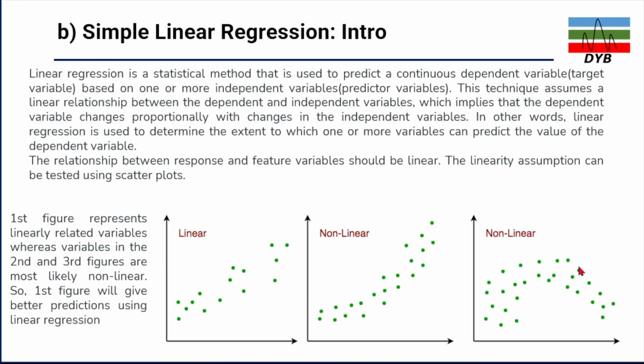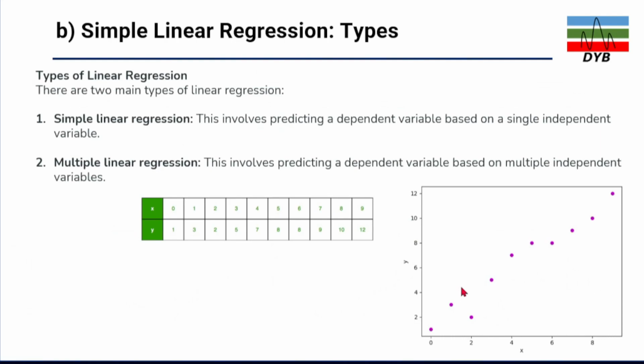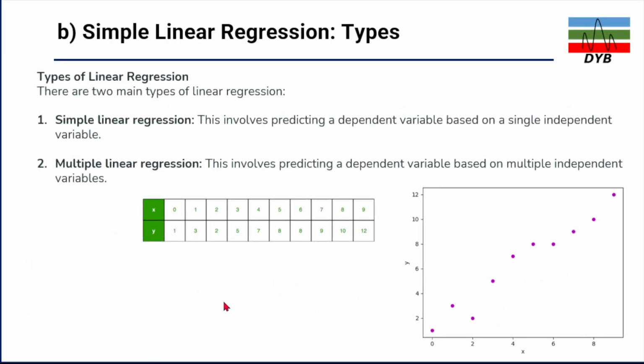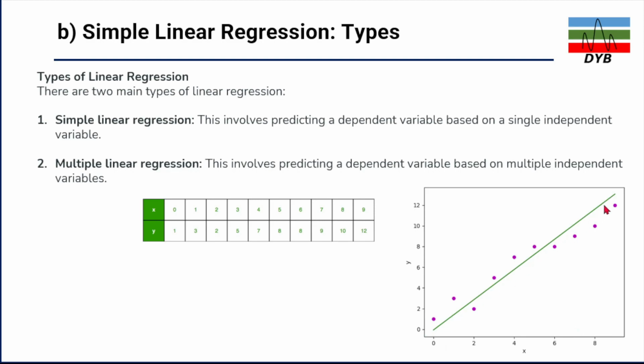And this is, again, non-linear data. The linear data has two types: one of them is simple linear regression, and the second one is multiple linear regression. Simple linear regression involves predicting the dependent variable based on a single independent variable. Let's say you have x and y. One of them is the dependent and the other is the independent variable. Based on that, you can plot the data points. Let's say x is here and y is here. You plot the data, then you pass the best fit line through these points. So this is simple linear regression.